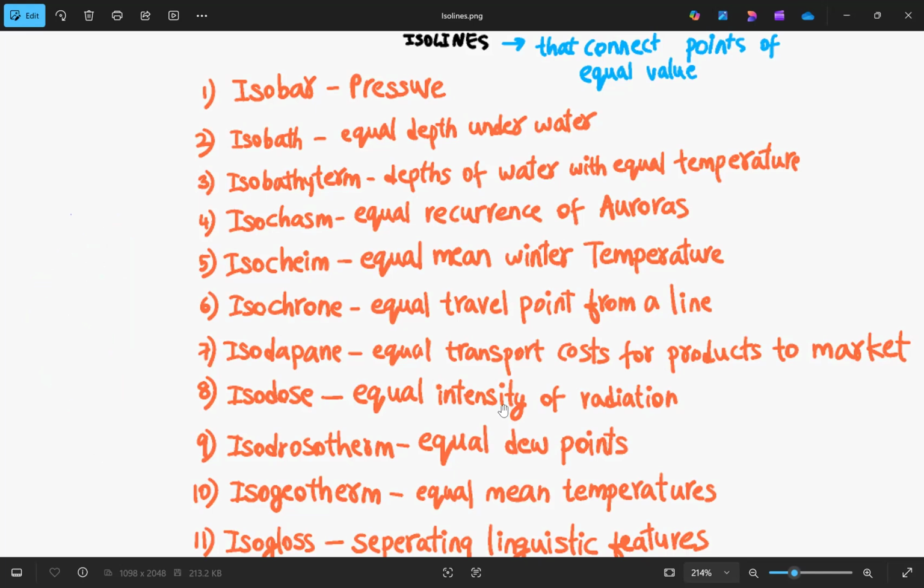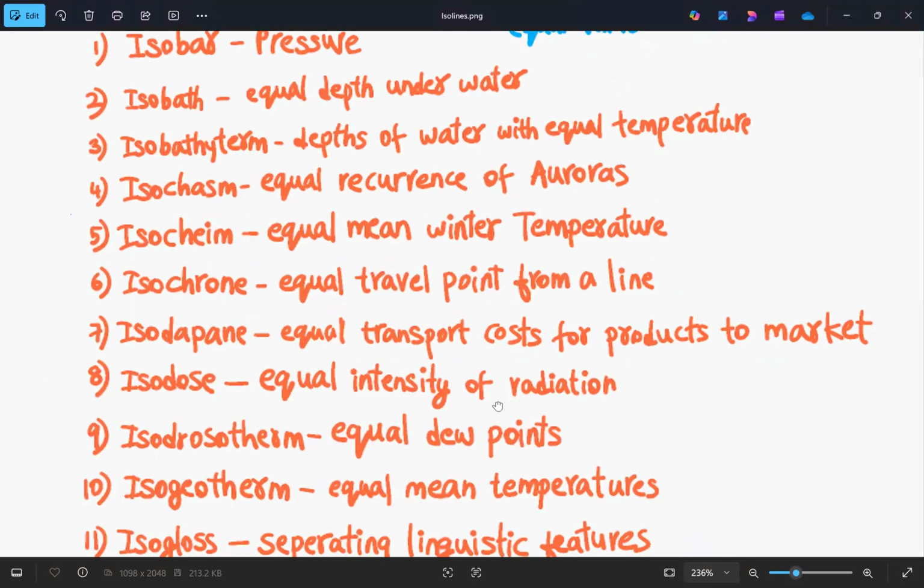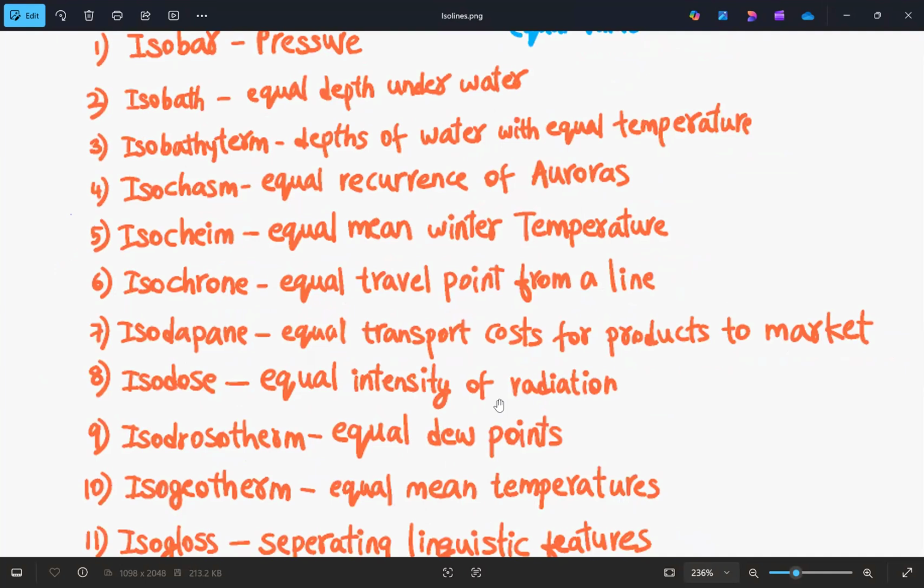And the next one is isodapane. What is an isodapane? It joins the points that have equal transport costs for products to market. So what is an isodapane? It has equal transport costs for products to the market. So it is after production. This line joins all the points that have equal transport costs for products to the market.